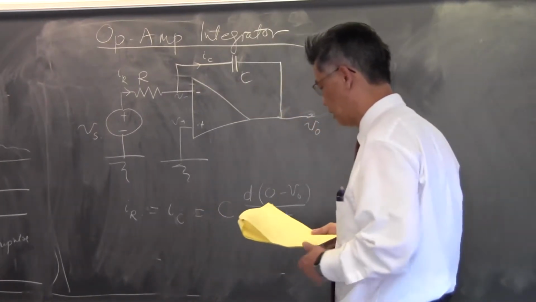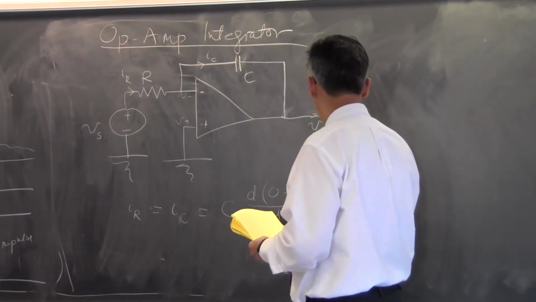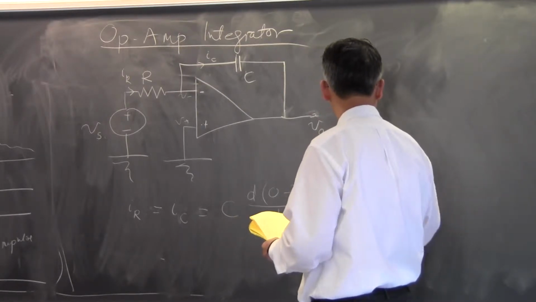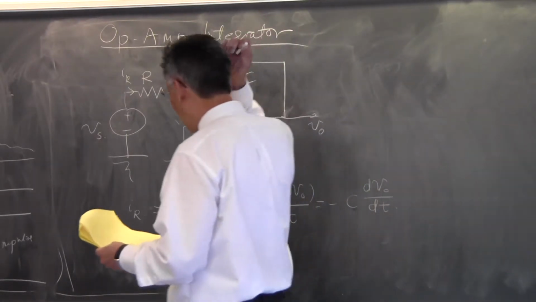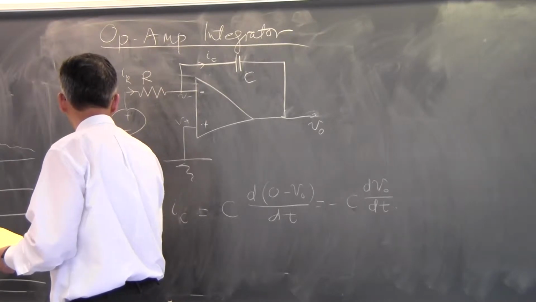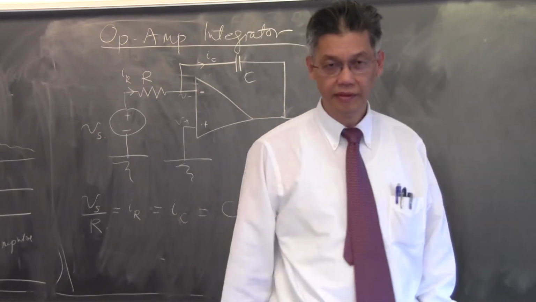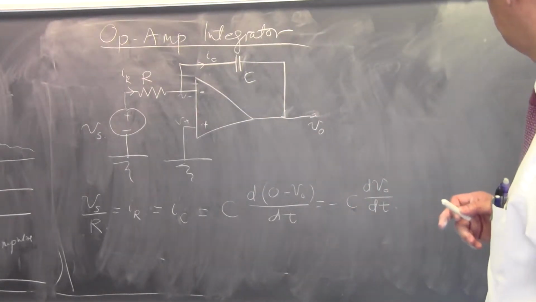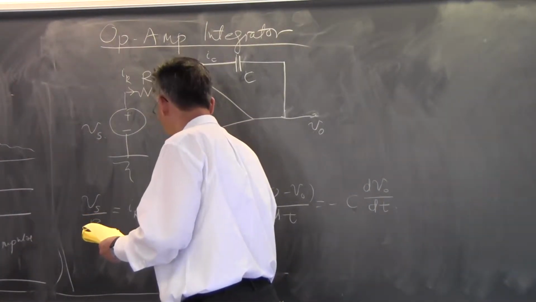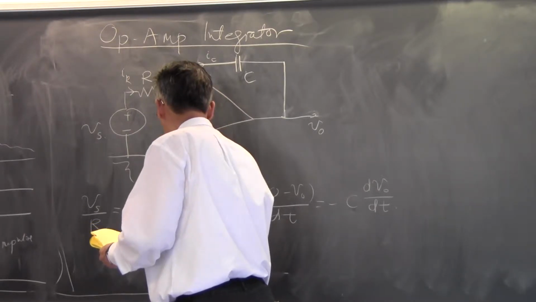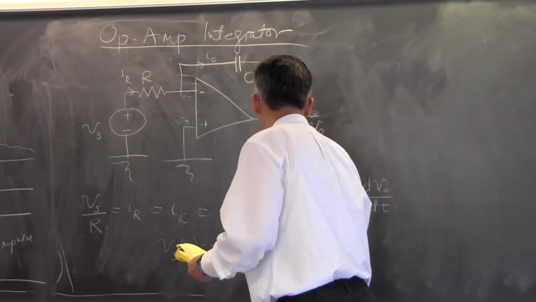I sub C must be the same as I sub R, and hence this must be just minus C dV0/dt. But this I sub R is also equal to V sub S divided by R. V sub S divided by R must be I sub R. Hence I now have a relationship between V0 and Vs. So Vs(t) must be equal to minus RC dV0/dt.